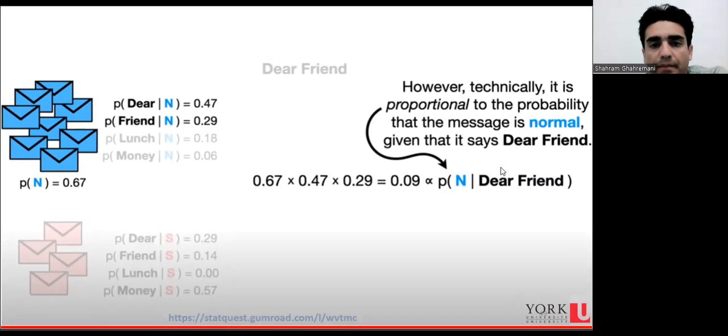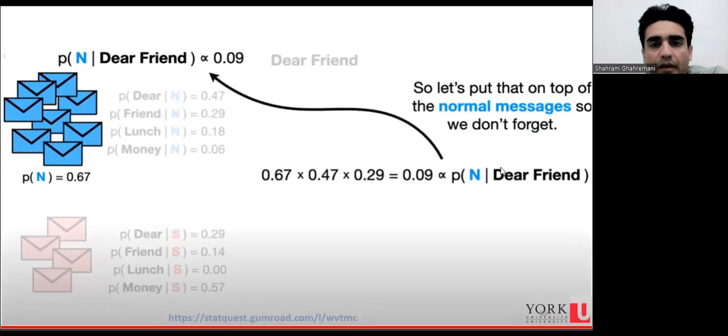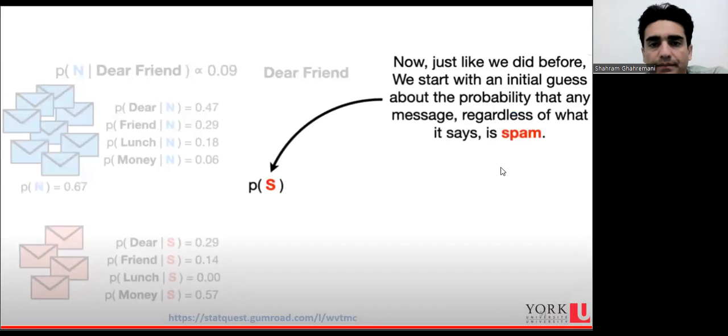Probability of normal message given dear friend. So let's put that on top of the normal message so we don't forget it. Now, just like we did before, we start with an initial guess about the probability that any message, regardless of what it says, is spam.